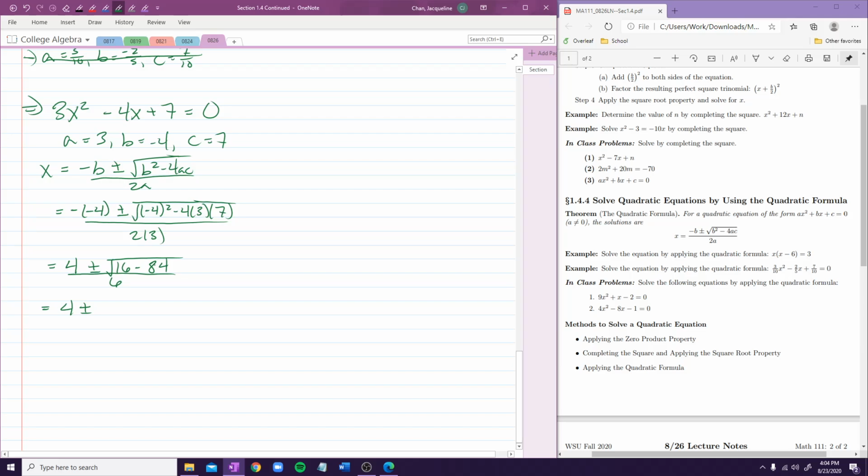Okay, 16 minus 84, so this is just 84 minus 16. What is that? That's 68. But remember we want to keep the sign with the biggest number. The biggest number is 84 and it's attached to a negative, all over 6. So there's a negative under our square root. What does that mean? We're going to take out the negative, so it's the square root of 68, and this is over 6.